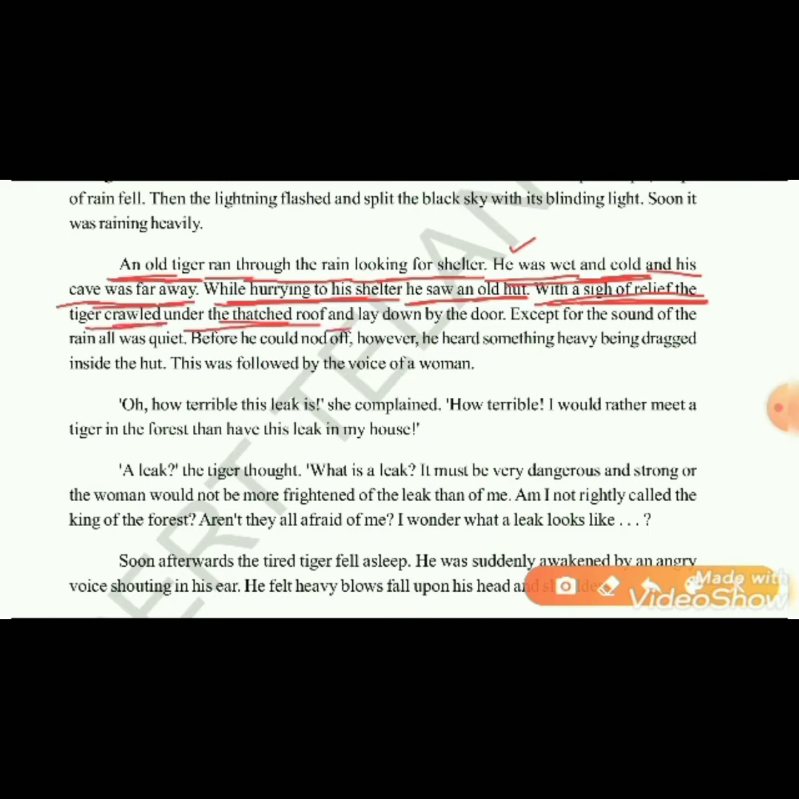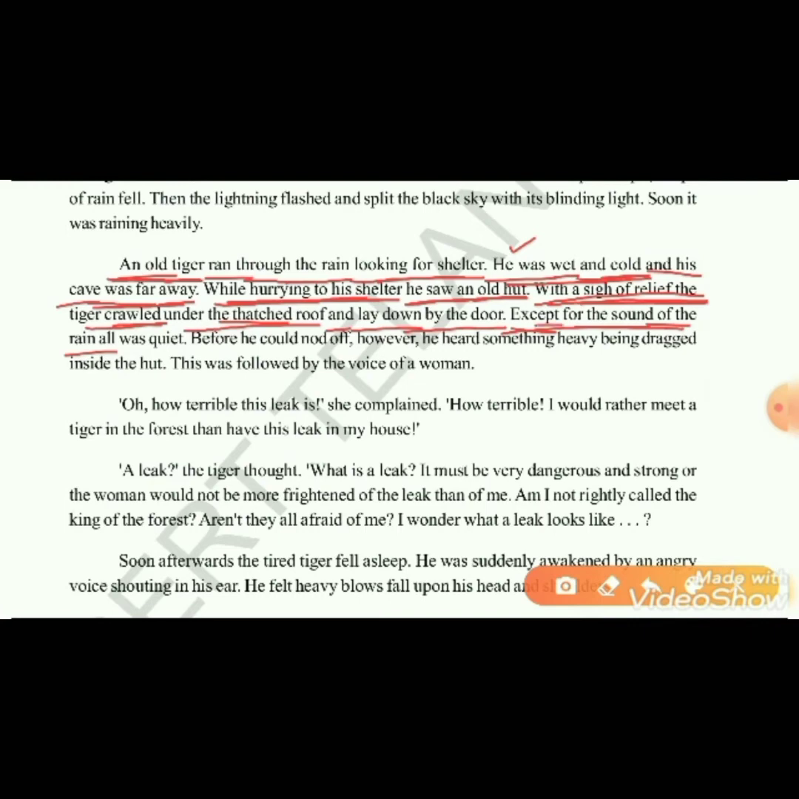Like some of the street dogs during the rainy season, they somehow leap into a house and just sit by the side of the wall under the roof. Likewise, this tiger also came and sat there. Except for the sound of the rain, all was quiet. Only there was one sound. What was the only disturbing sound? It was the sound of the rain. Otherwise, everything was very quiet. What is the opposite of quiet? Please write it there in your notes.